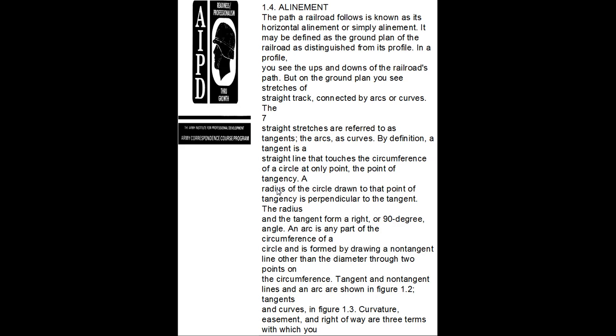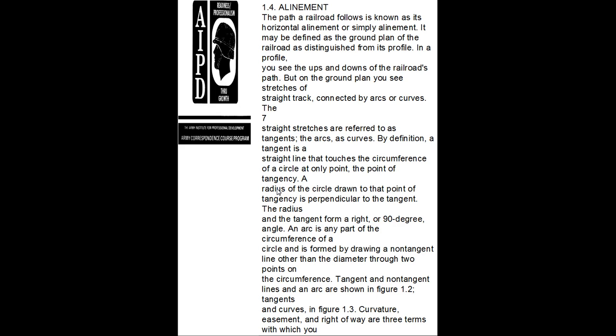Curves. By definition, a tangent is a straight line that touches the circumference of a circle at only one point, the point of tangency. The radius of the circle drawn to the point of tangency is perpendicular to the tangent, forming a right or 90-degree angle. An arc is any part of the circumference of a circle, formed by drawing a non-tangent line other than the diameter through two points on the circumference. Tangents and non-tangent lines are shown in Figure 1.2, tangents and curves in Figure 1.3.